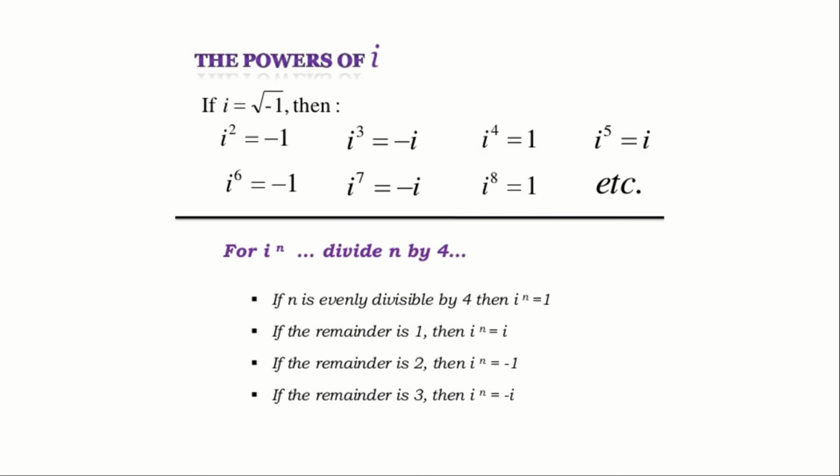These are the things you need to understand and memorize. Whatever the power is, we divide it by 4. When it divides completely, it will become 1. If the remainder is 1, then i to the power of n will become i. If the remainder is 2, then i to the power of n will become minus 1. And if the remainder is 3, then i to the power of n will become minus i. These are the things we have to keep in mind.